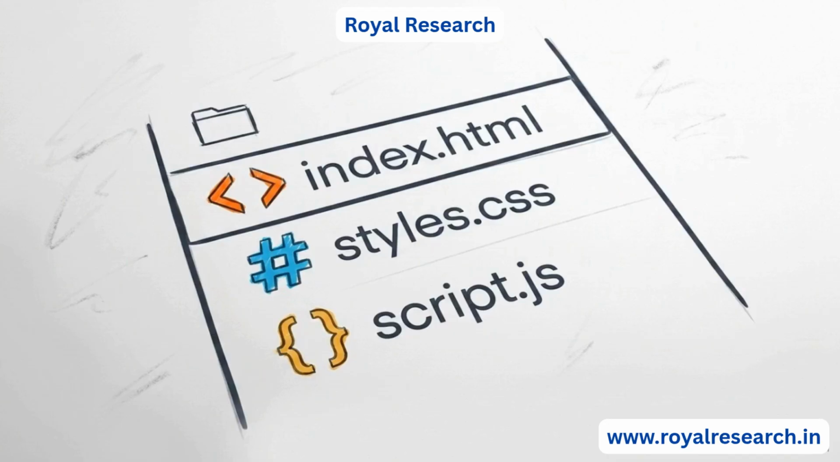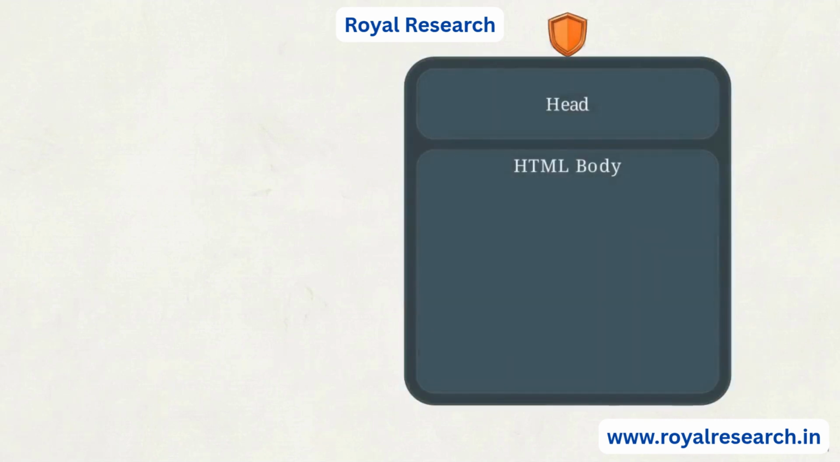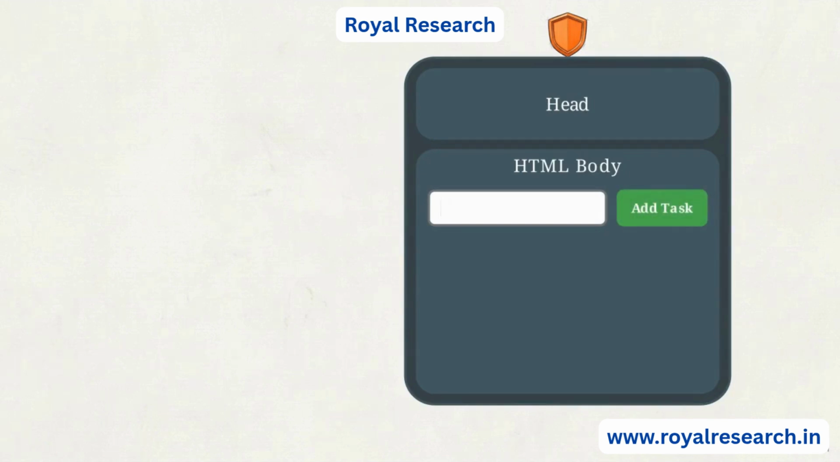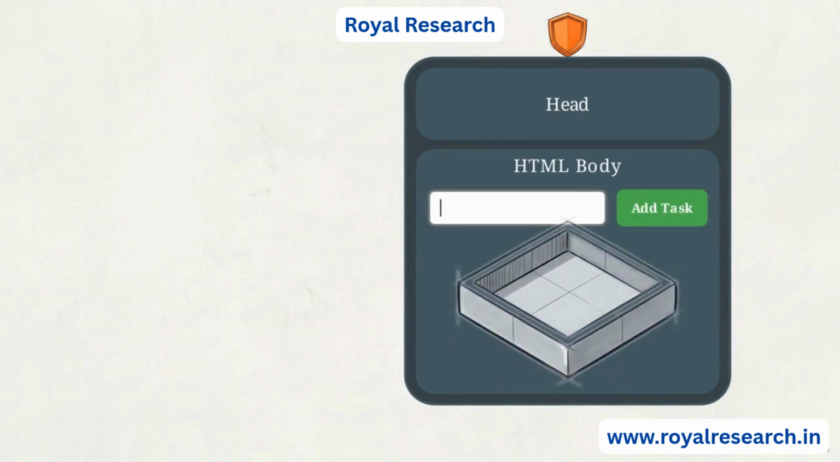Open your code editor and create 3 blank files: index.html, styles.css, and script.js. Your HTML file provides the skeletal structure. You'll need a text input for typing, a button to trigger the addition, and an empty unordered list to store the tasks we'll generate later.